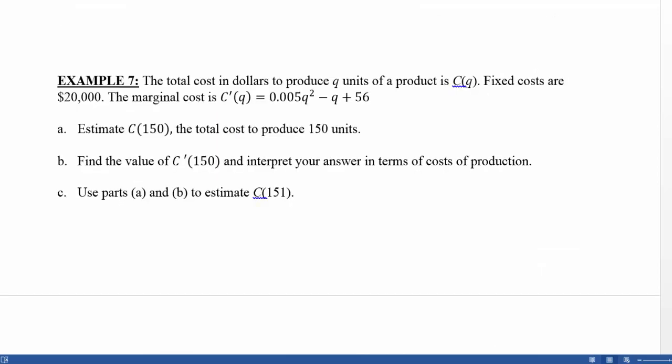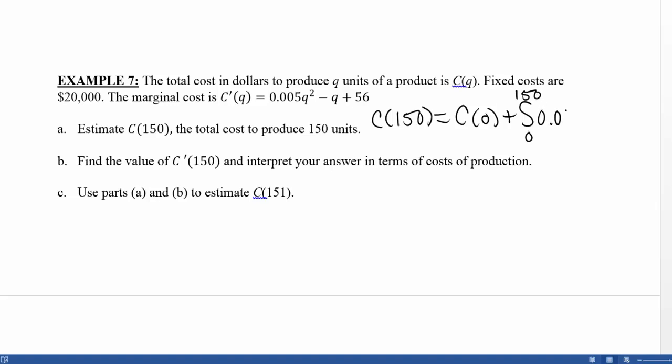Example 7. The total cost in dollars to produce Q units of a product is C of Q. Fixed costs are $20,000. The marginal cost is given by 0.005 Q squared minus Q plus 56. Estimate C of 150, the total cost to produce 150 units. So again, C of 150 is going to be C of 0, fixed cost, plus the variable cost to go from 0 to 150 of the marginal cost.